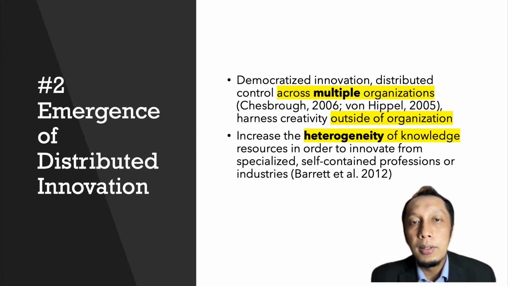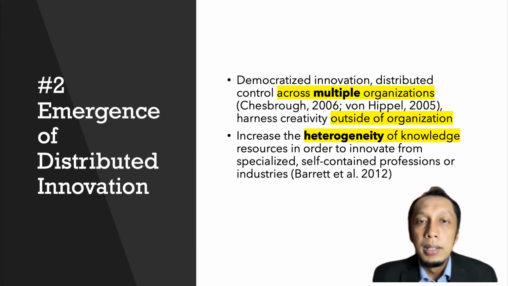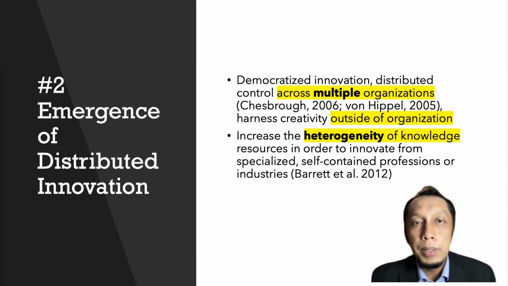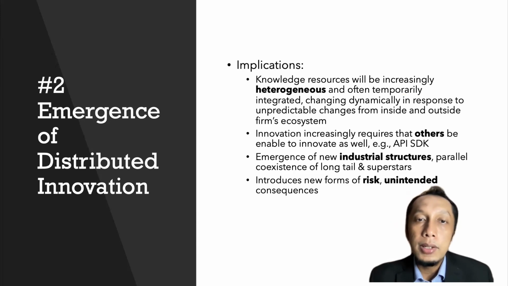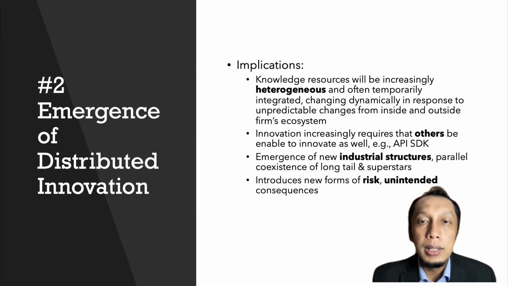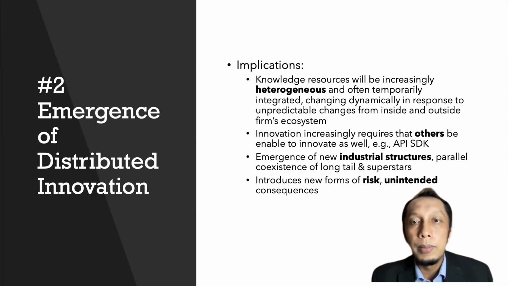The second implication is the emergence of distributed innovation. Distributed innovation means innovation is now becoming democratized. It is distributed across different organizations and involves people or actors from outside of the organization. And because of this, it will increase the heterogeneity of knowledge resources needed to innovate, moving away from specialized, self-contained professions or industries. The implications are that knowledge resources will be heterogeneous and often temporarily integrated, changing dynamically in response to unpredictable changes from inside and outside the firm's ecosystem.